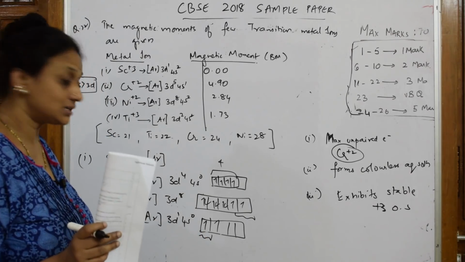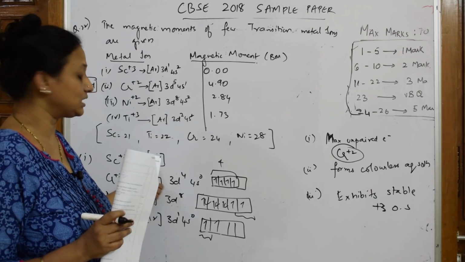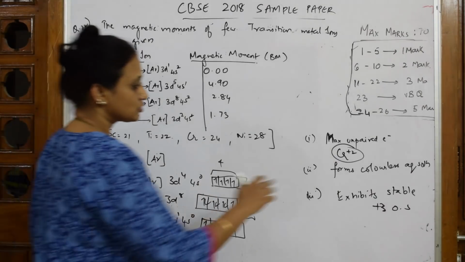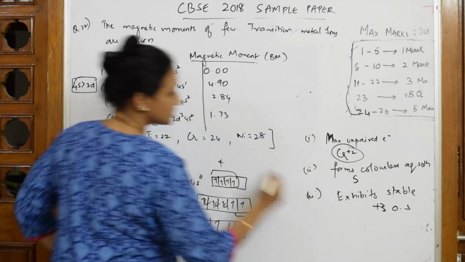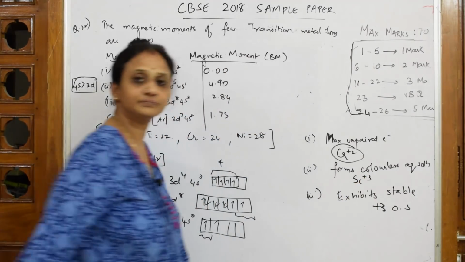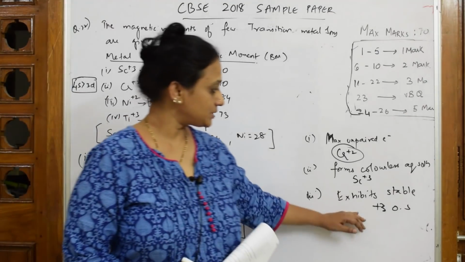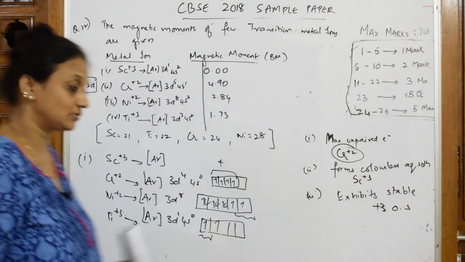But what is colorless? Scandium, because it has completely filled argon configuration. So what forms a colorless aqueous solution is scandium. You need to write this along with the charge, Sc plus 3, which exhibits stable plus 3 oxidation state.